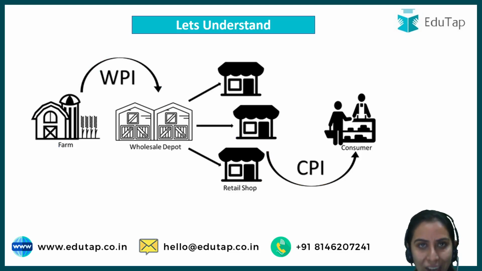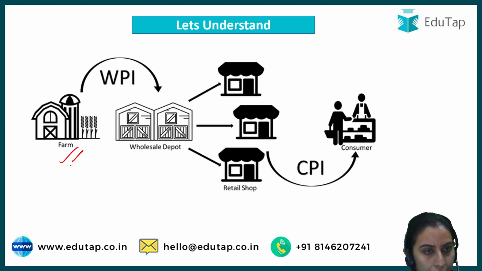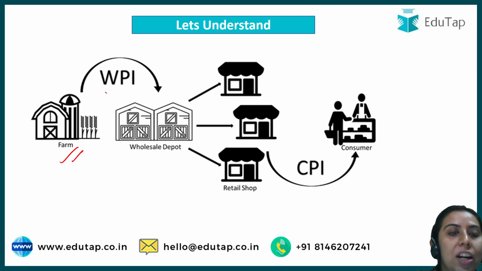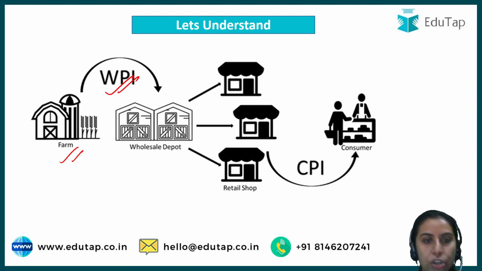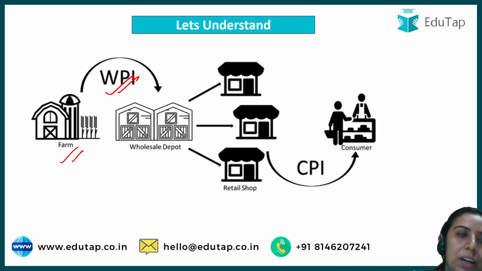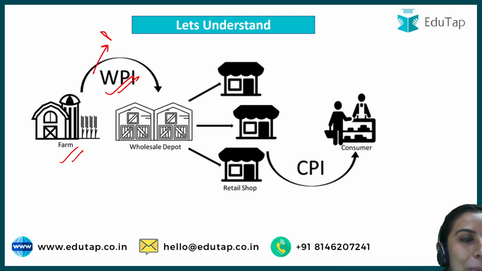Let's try to understand it with a practical example. So guys, this picture tells you about a farm. Now when the produce is moved from the farm to the wholesale depot, the price at the farm gate will be used for the WPI. That is why it is also called the farm gate index. It is not using the cost of transportation, storage, and it is not taking any retail margin. That is why it is called WPI, and I hope you understand this is the reason it is not called the primary index.